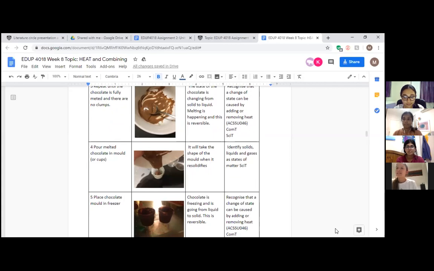The melted chocolate is then poured into molds, and it will take the shape of the mold when it re-solidifies. And so they're observing the solid and liquid state of chocolate. And then the chocolate is placed in the freezer. So the chocolate freezes and is going from liquid back to solid, and this is reversible.